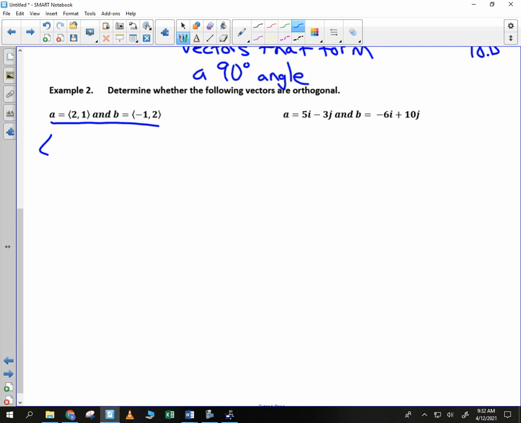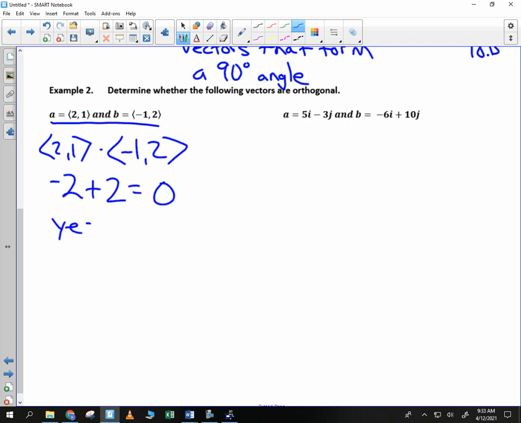So let's multiply them. We got 2, 1 times -1, 2. And what do you get? Negative 2 plus 2, which is 0. So yes, they are orthogonal.